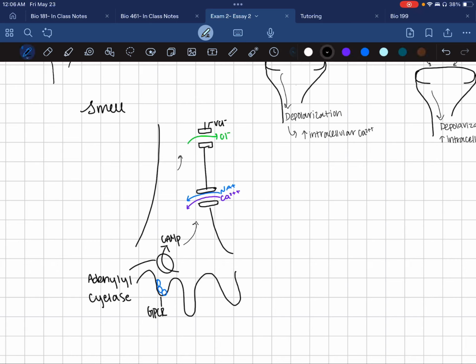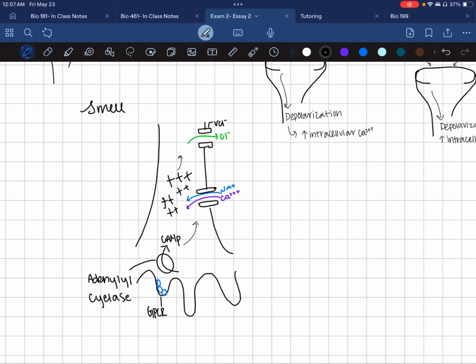And then all these positive charges are going to create a depolarization of this neuron. And then we get our action potential, this little thing right here, and the action potential is going to cause these chloride channels to open, and then chloride, look at this, is going to leave the cell, making it even more positive.